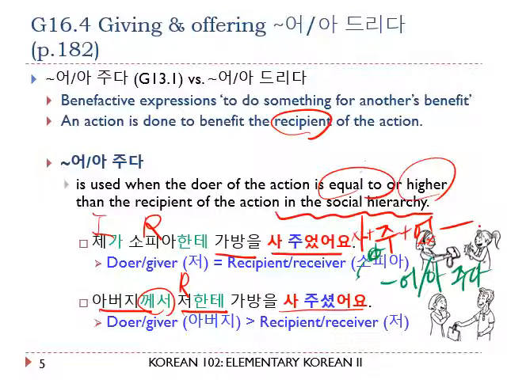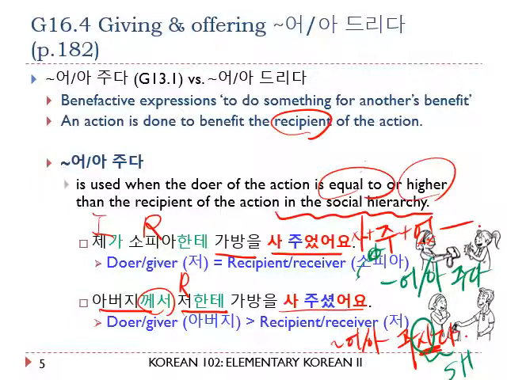Okay. In this case, the giver or doer of the action is 아버지, and the recipient is I. In terms of social hierarchy, 아버지 is higher than I. Makes sense? In this case, the benefactive form is 주시다. Okay, don't forget there is a 시 in between, in the middle, right? Because the subject is occupied by the honorable person, 아버지. So the predicate must contain the subject honorific marker, right?